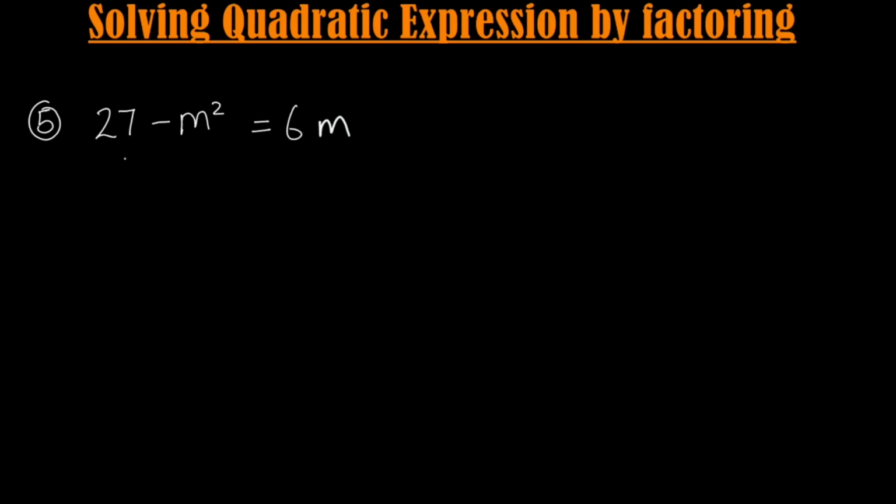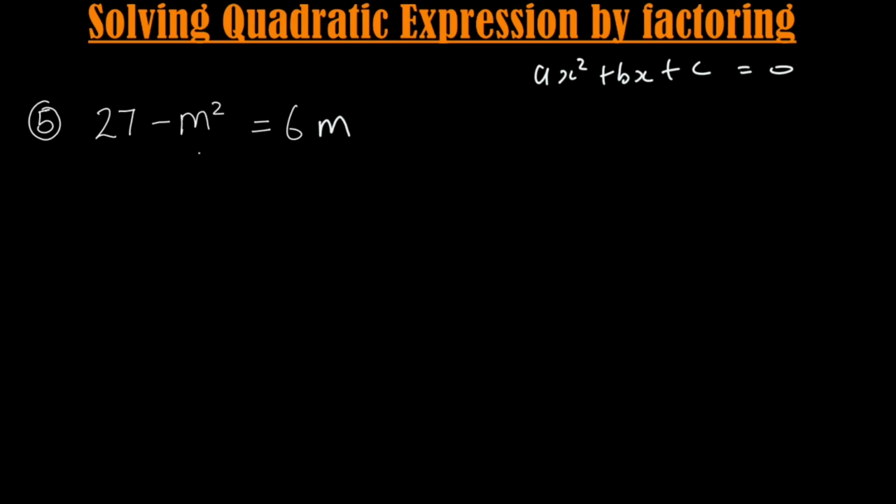So we see that we have 27 minus m squared equal to 6m. Before you try to factorize, before you try to do anything, you have to get it in the general form, ax squared plus bx plus c. We see that we have a term on the right hand side, so we need to get rid of that by subtracting 6m on both sides.